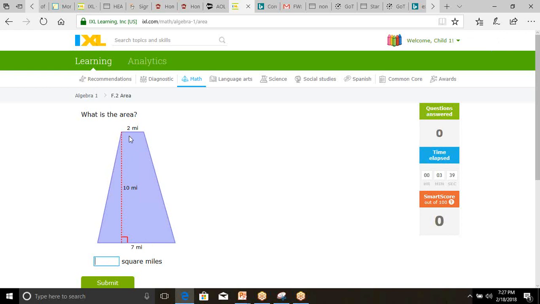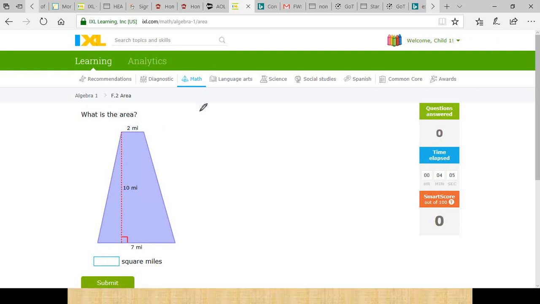Okay, so this is an example of a trapezoid. Look at it carefully and remember it. It is called a trapezoid. Let me spell it for you. T-R-A-P-E-Z-O-I-D.